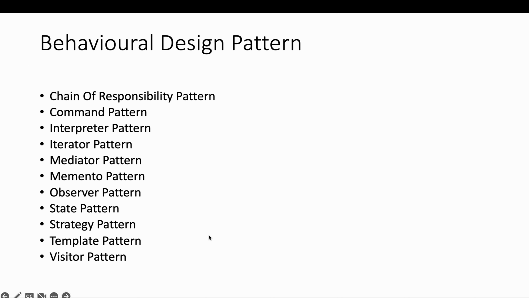The second is behavioral design pattern. However the functionality, however the classes should behave, to define certain behavior, we have to use behavioral design patterns. They are further divided into 7 to 8 types, which are chain of responsibility pattern, command pattern, interpreter pattern, iterator pattern, mediator pattern, memento pattern, observer pattern, state pattern, strategy pattern, template pattern, and visitor pattern. These are all the behavioral design patterns.